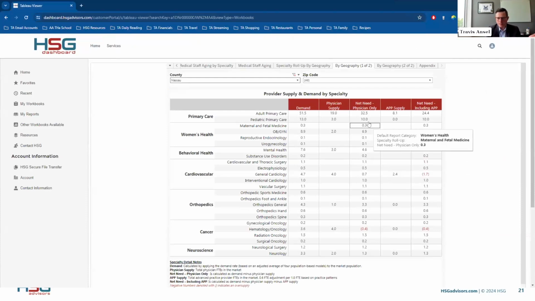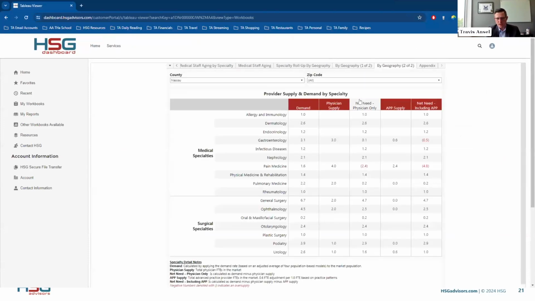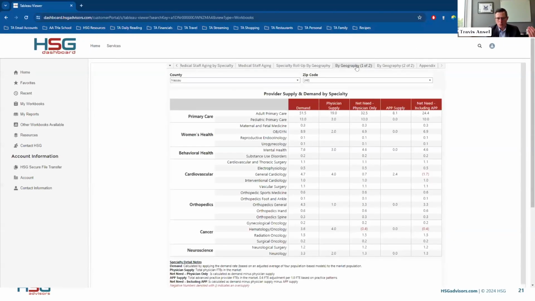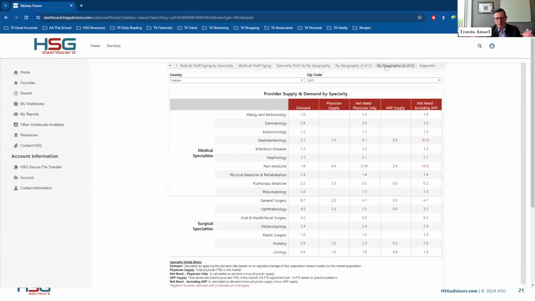You'll notice in your provider supply and demand workbook, this is two separate tables because we wanted them to be snapshots rather than scroll. So given the number of specialties that we track, we put all core service lines on this first tab, geography 1 of 2, and then medical and surgical specialties that are not commonly grouped into service lines on a second tab.